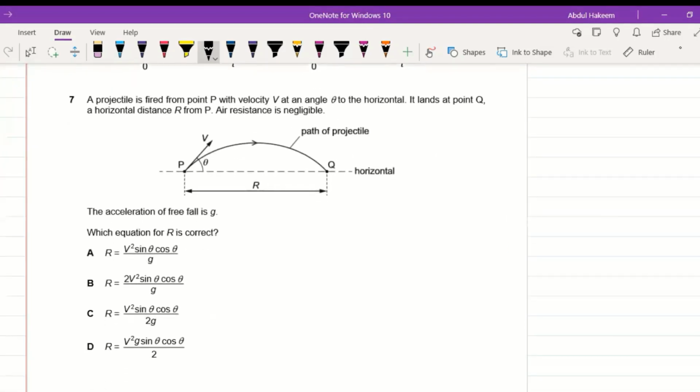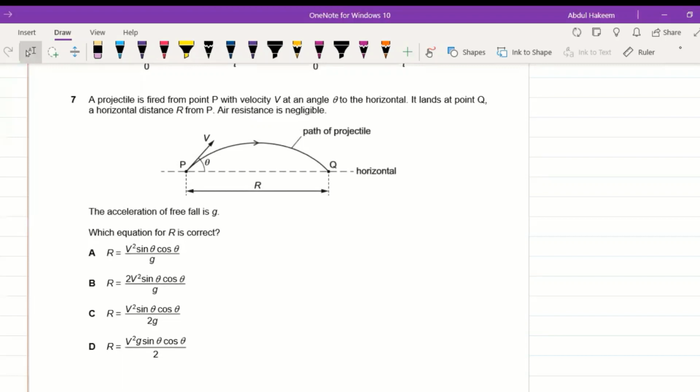And the next, a projectile is fired from the point P with a velocity v at an angle theta to the horizontal. It lands at the point Q, horizontal distance r from P, air resistance negligible. So we have to derive the expression for the range. Look, this velocity has two components. One is Vx, the other is Vy. On reaching the top, this Vy becomes 0.